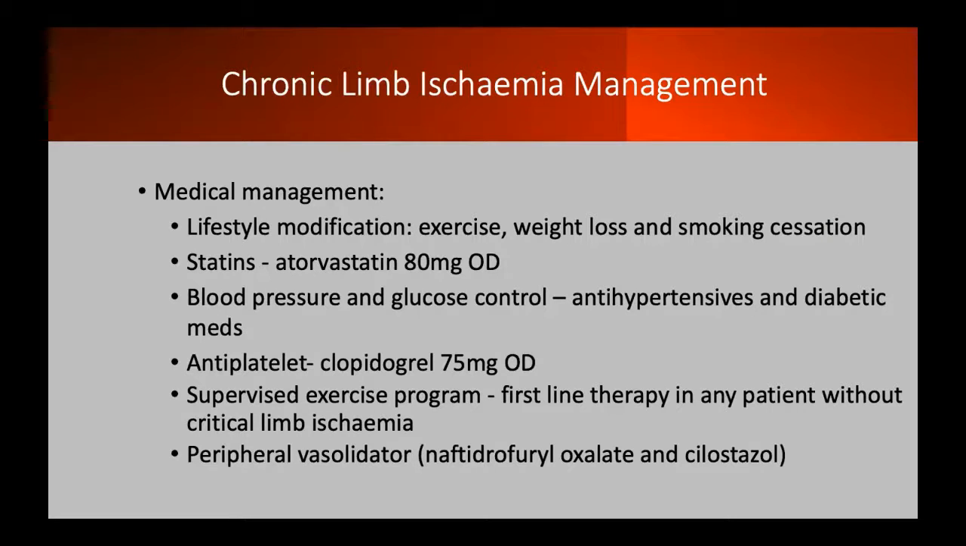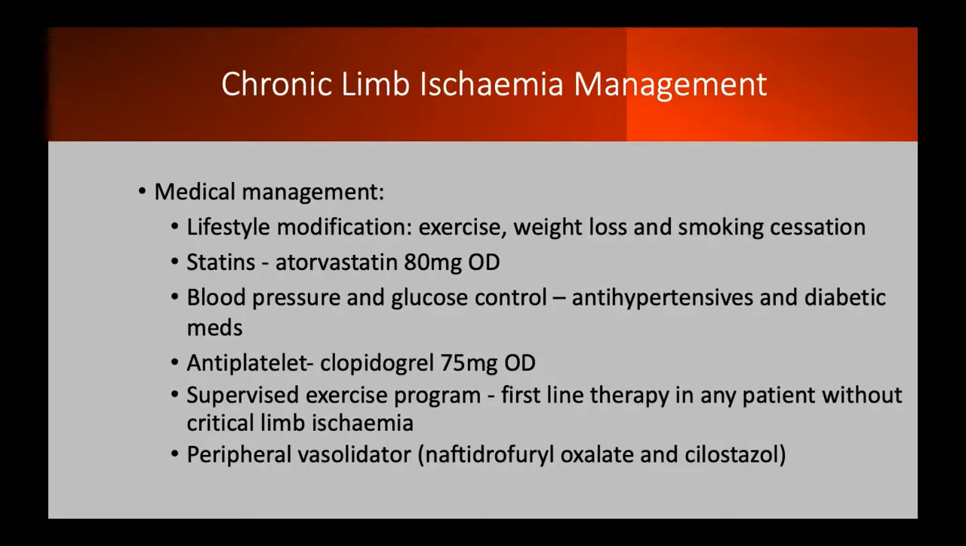So in terms of management of chronic limb ischemia, just like the others, medical and surgical. In terms of medical, it starts off with assessing the cardiovascular risk factors and modifying them. So we start off with lifestyle changes and advice like exercise, weight loss, smoking cessation. You start statins, usually atorvastatin 80 milligrams once daily, antiplatelet therapy, most likely to be clopidogrel 75 milligrams once daily. You'll try to optimize the blood pressure and diabetes control, so your antihypertensive and diabetic meds.